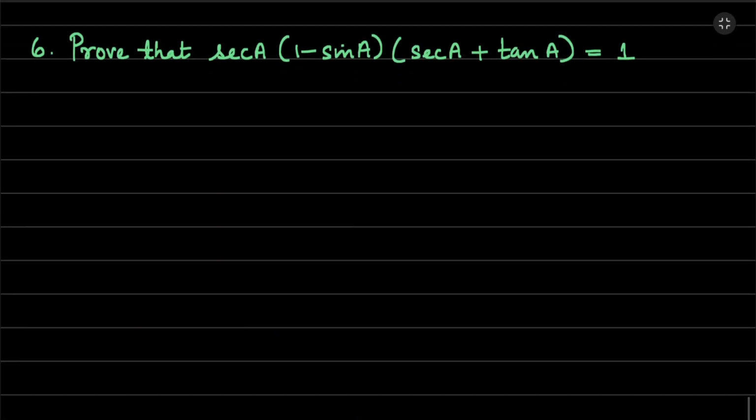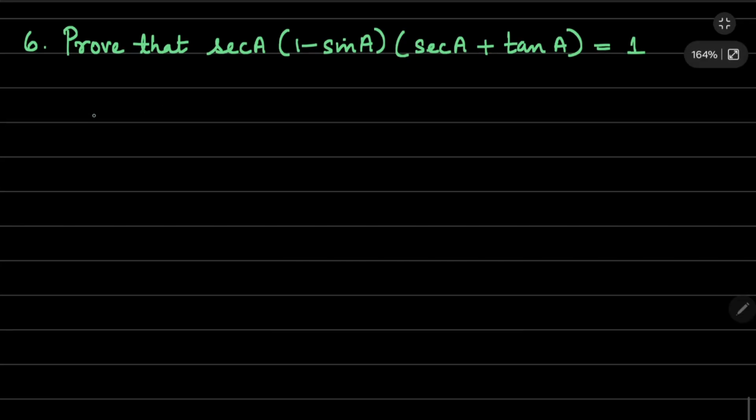You have to prove that secant A multiplied by 1 minus sine A, multiplied by secant A plus tan A, is equal to 1. Again, very, very easy. Before this question, you should know something. What is secant square A minus tan square A? It is equal to 1.